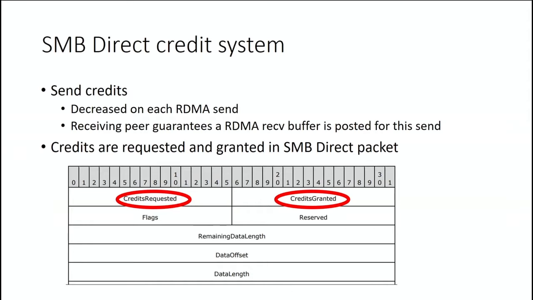Because in RDMA, if you don't have a buffer, the sender will fail. So this credit is very important. If the credit fails, then you will see failures on the wire.